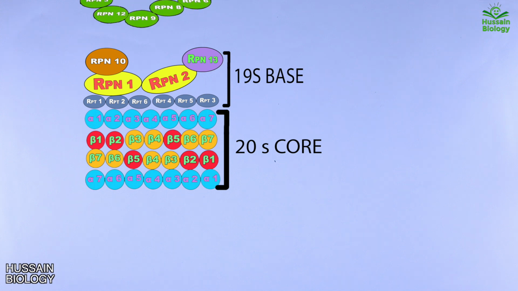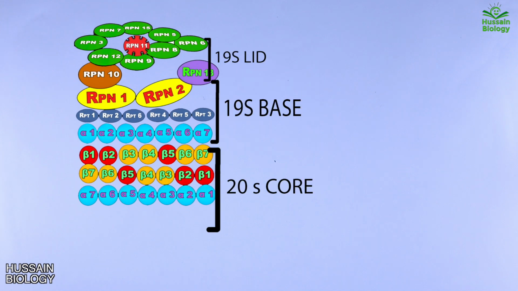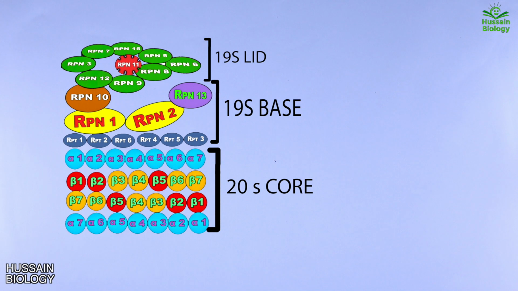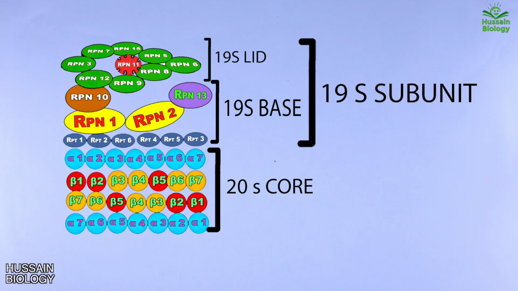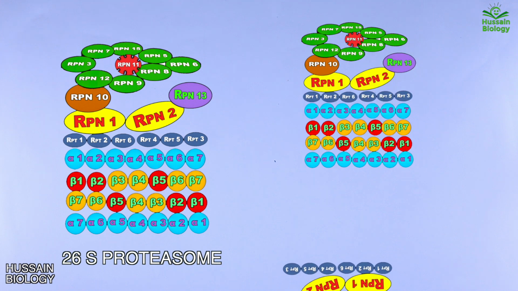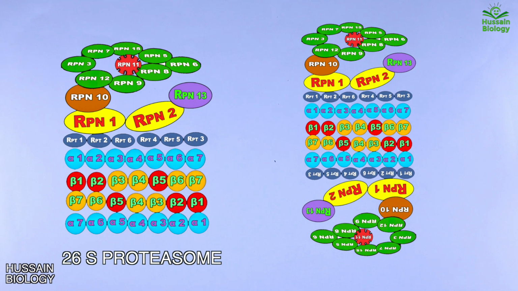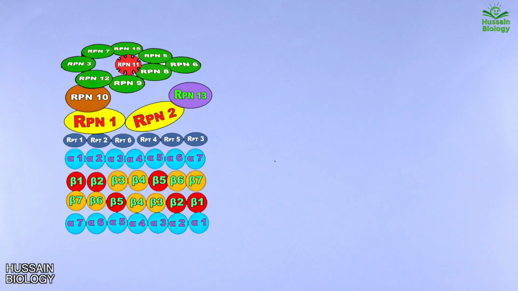Moving further, we see 9 more RPN proteins assemble on top of the base as shown in the animation. This forms the lid of the 19S subunit. So this is the whole structure of proteasome, with 20S core and 19S as a regulatory unit. This one is the 26S proteasome, and if another 19S regulatory particle binds on the other side, that forms the 30S proteasome. Now as we see the structure of proteasomes, we have some residues with different colors in beta rings and in the 19S subunit as well, which we are going to see what these proteins are.